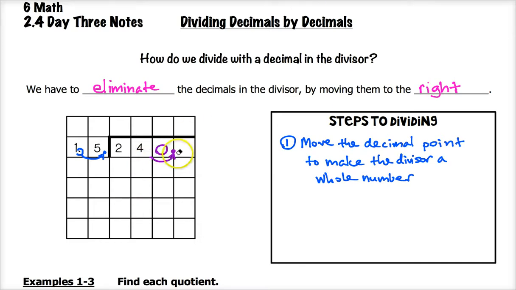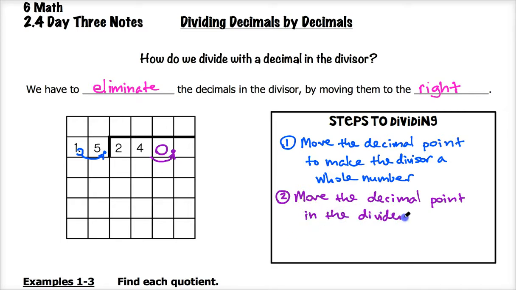Okay, so that is where my decimal point has gone in my dividend, and that's the second step to dividing with decimals in the divisor, is we move the decimal point in the dividend the same number of times.